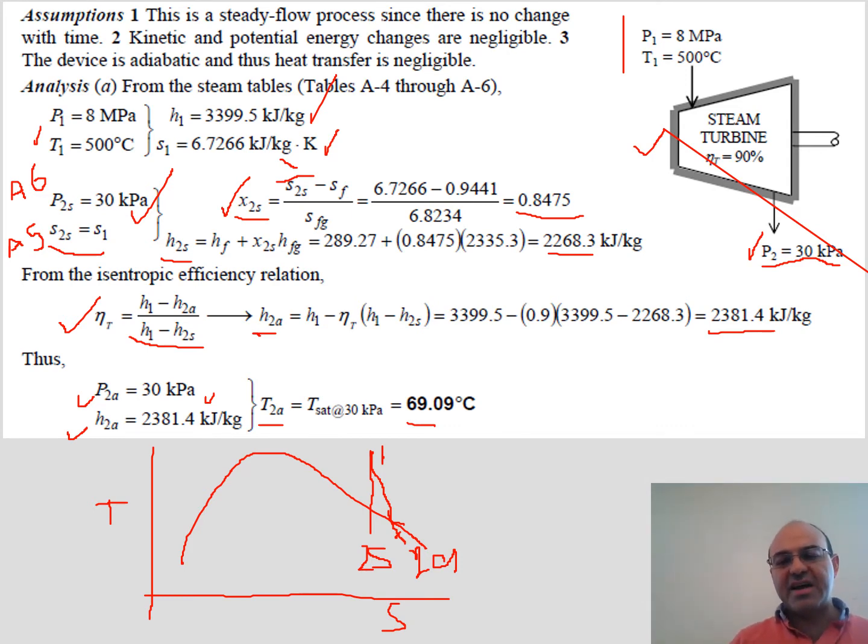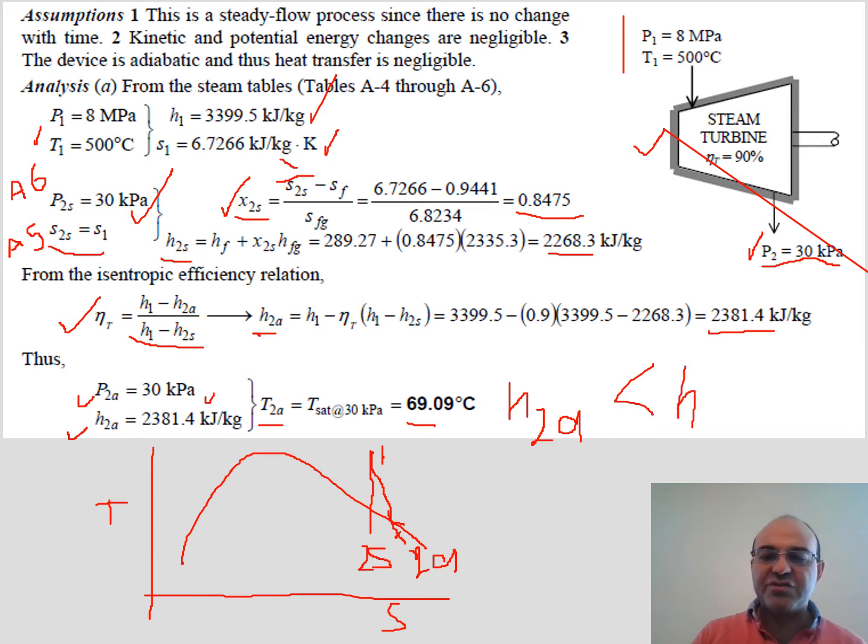And to verify that point 2A is actually under the dome, we need to look at the table and show that H2A, for this saturated condition, is less than Hg. So you need to write this down as well. This proves that you are under the dome, it's not superheated. However, if H2A is greater than Hg for 30 kilopascals, then you will need to go and check the superheated table.